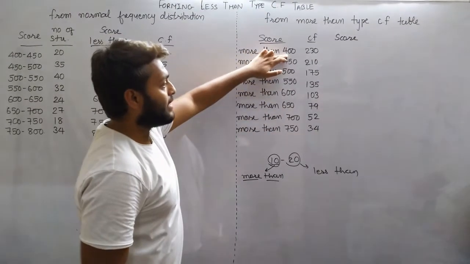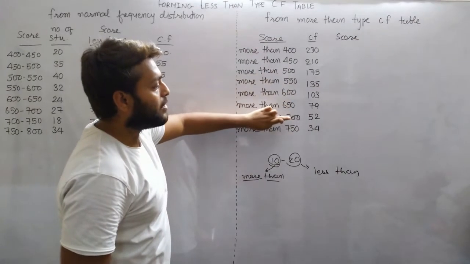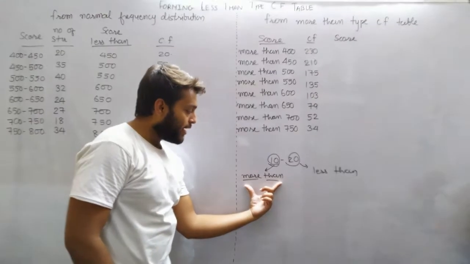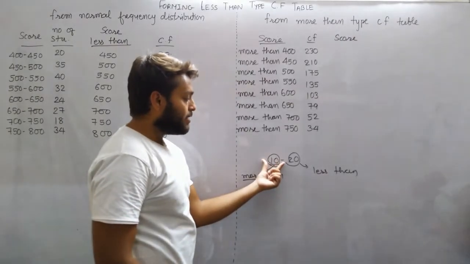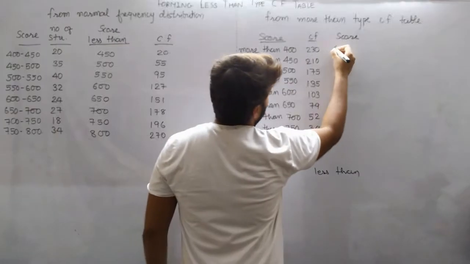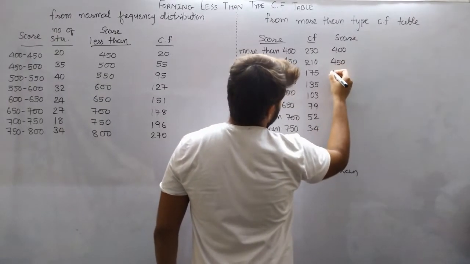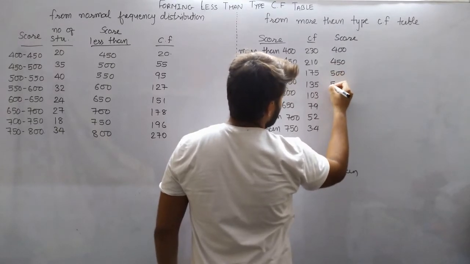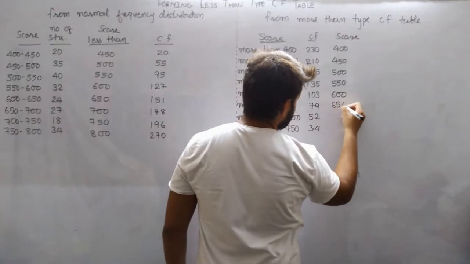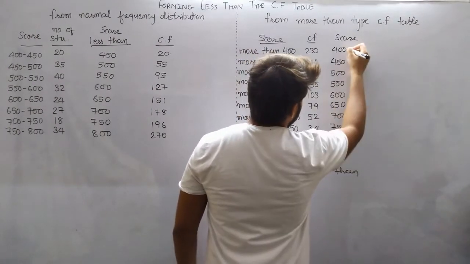As I have the more than type, that means these are the lower limits of the data. As I know, when I am taking more than, that means I have taken the lower limits. So these are the lower limits: 400, 450, 500, 550, 600, 650, 700 and 750.